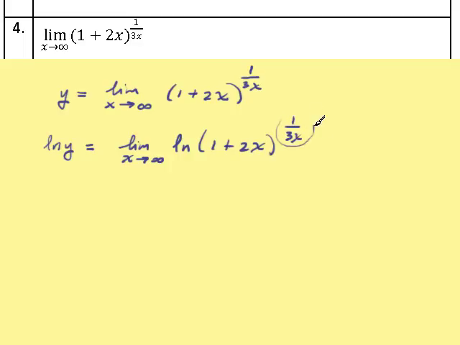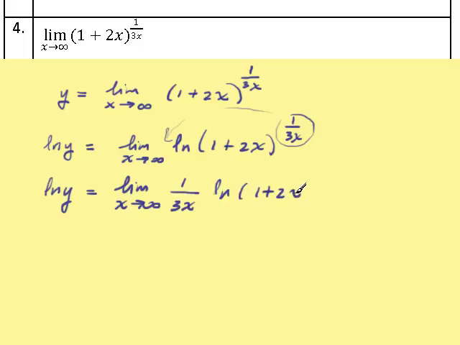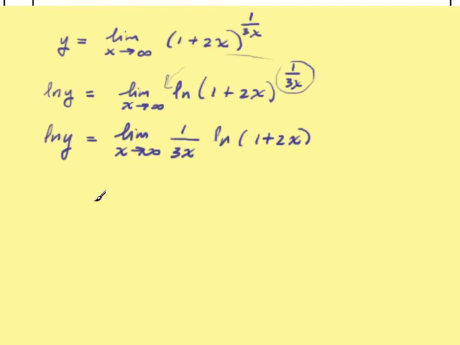We want to bring down this 1 over 3 to the x in front. That's why we took the log. So here we have limit x goes to infinity of 1 over 3 to the x times log of 1 plus 2 to the x. All right, let's just put that 3 to the x in the denominator: 3 to the x here, log of 1 plus 2 to the x here.